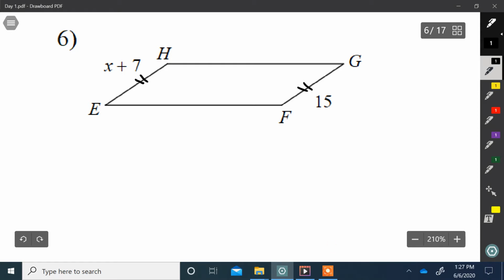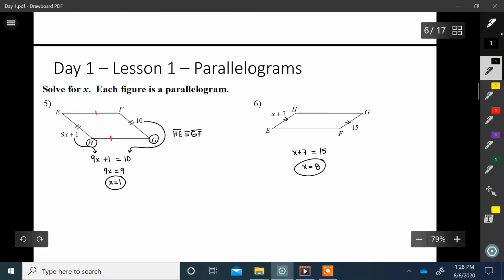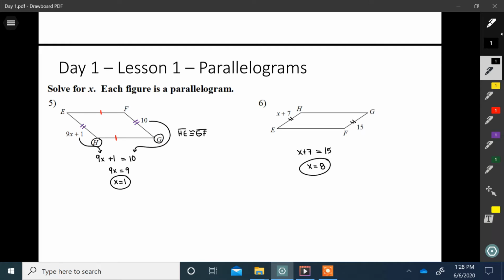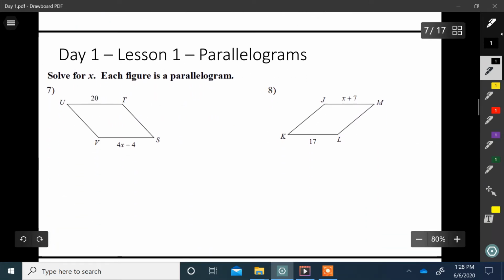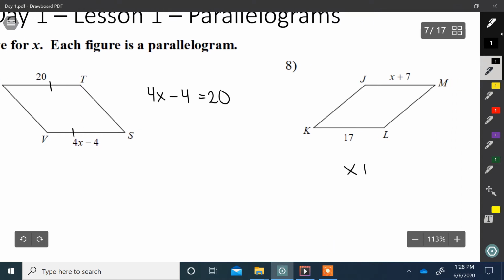This one is congruent to that. So we have x plus 7 is equal to 15. Subtract 7 on both sides and you get 8. As easy as that, guys. All right, let's keep going with parallelograms. This one, I'm just going to set it up for you because you can kind of see what the idea is. The way I will set it up is 4x minus 4 is equal to 20. This one, the way I set it up is x plus 7 is equal to 17.